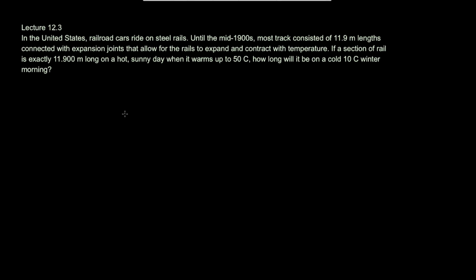If a section of rail is exactly 11.9 meters long on a hot sunny day when it warms up to 50 degrees Celsius, how long will it be on a cold 10 degrees C winter morning?